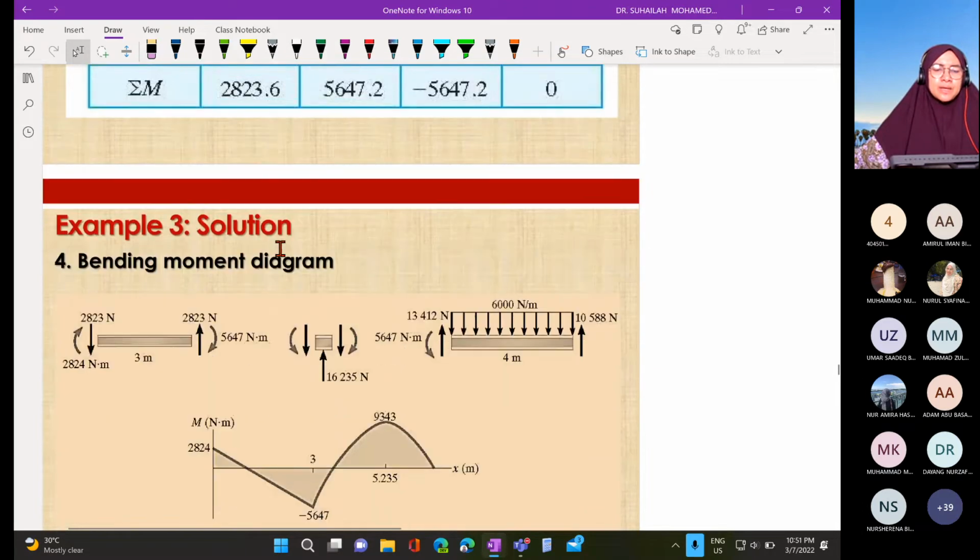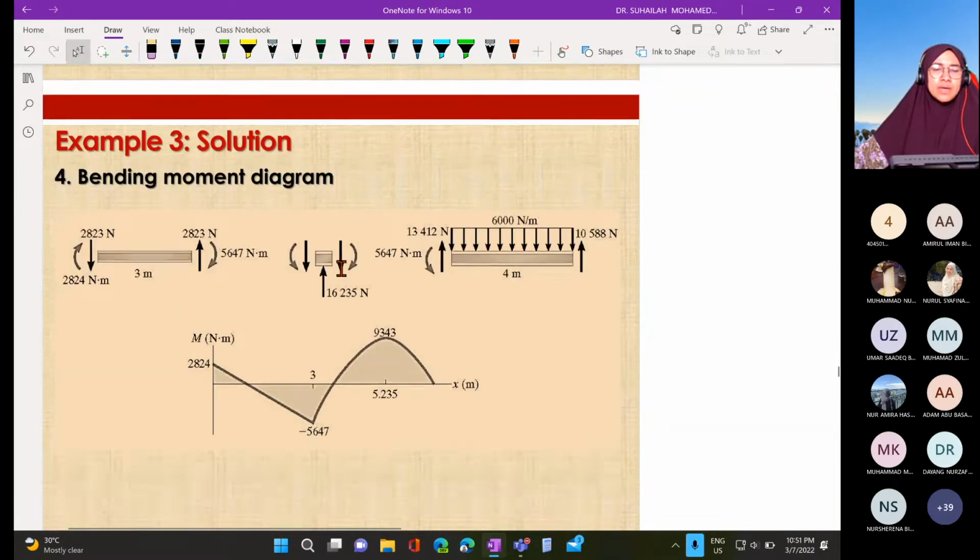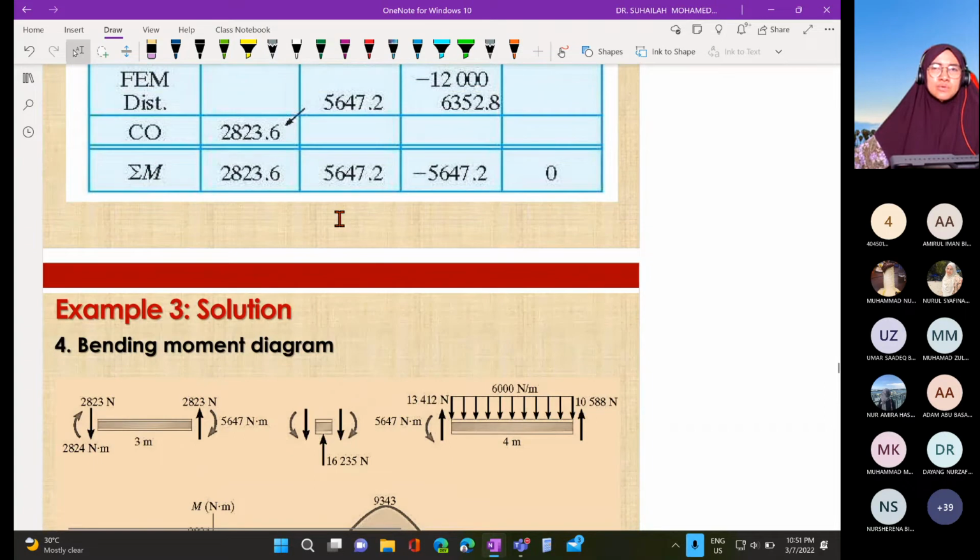I always advise students that once you get the end moments, you should immediately practice drawing the diagram. Because MDM is very important when you do design. From the design, you need to have the bending moment in order to identify where the cracks are. That's why engineers in industry still use MDM to identify where the cracks are, especially for design purposes.